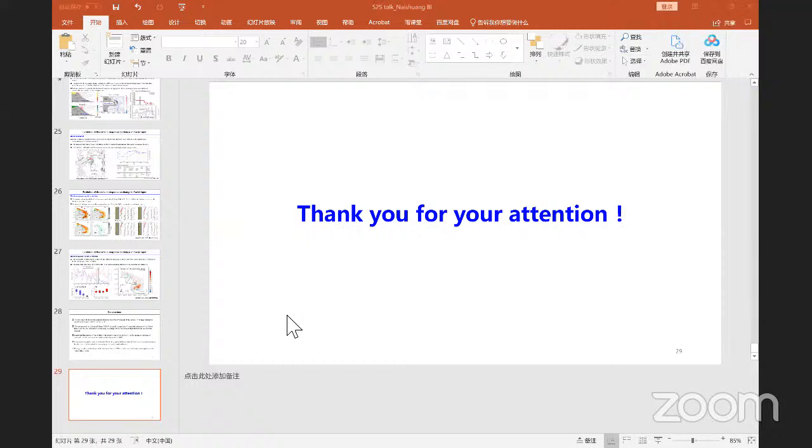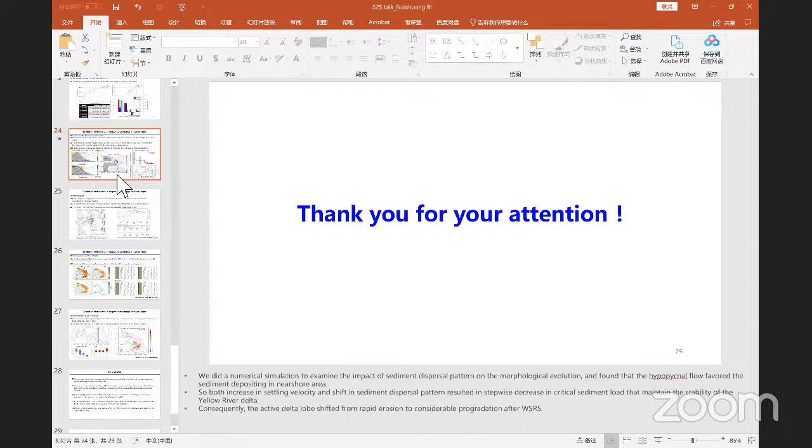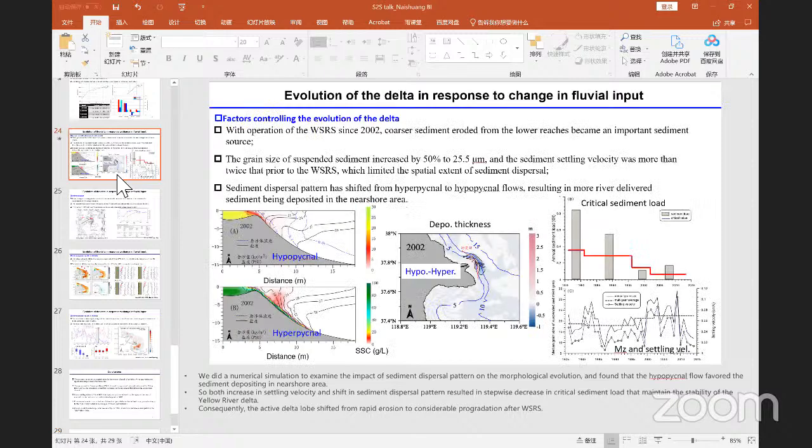Great. Any other questions or comments? I may ask another thing. In slide 24, you mentioned that there's a change between hypopycnal and hyperpycnal currents. I'm wondering why such things happen in this case.